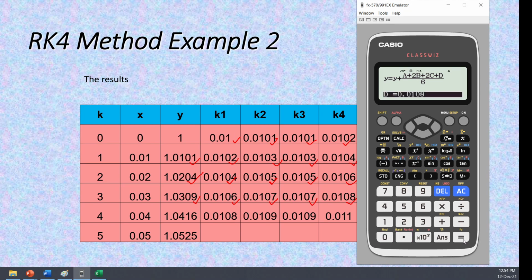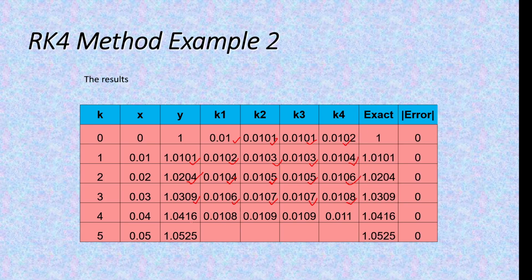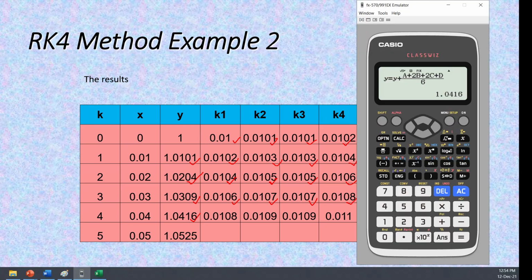0.0108. So you get 1.0416. 1.0416. Okay, and then to calculate K1, search back. Okay, calculate. Sometimes, if the function is complicated, the formula will be missing.